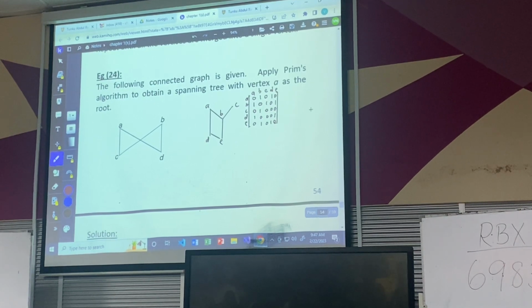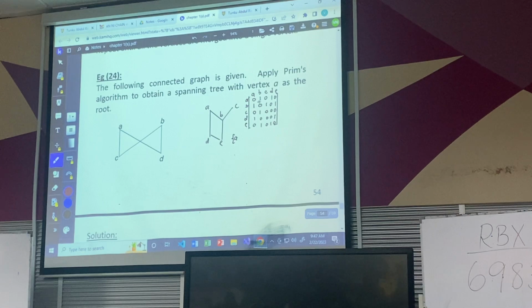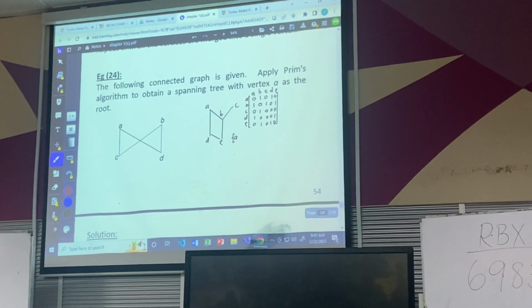Now, if I choose A as the root, I will combine A with either B or D, because B is connected to A and D is also connected to A. So I can choose B or D. Which one do you want to choose? D. Okay, let's say we choose D.